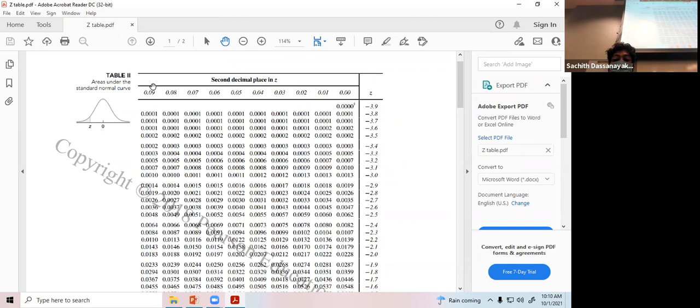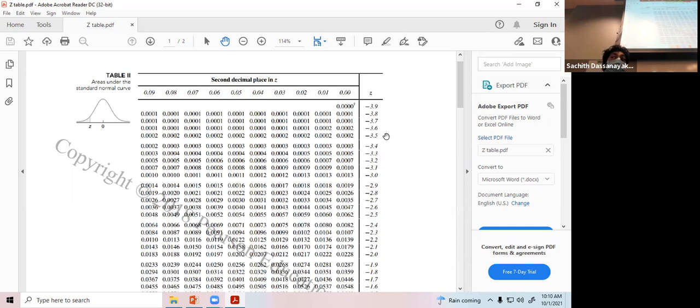This first row, I mean the second decimal place in Z, these values 0.00, 0.01 up to 0.09, those are the second decimal values of Z. The body part of the table gives you the probability. These are the area under the curve, or probabilities, these values. Clear? So these are probability values. Whenever you need to find the probability based on a particular Z value, this is how you find it.